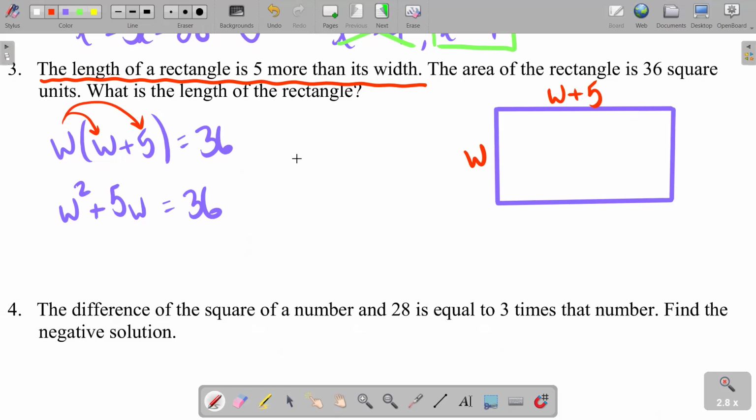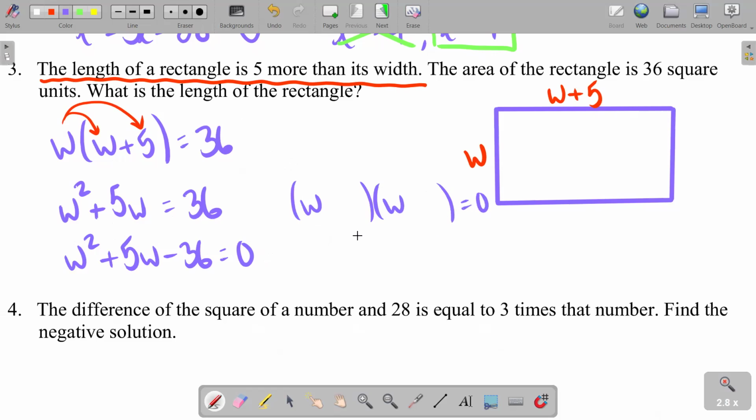And then to solve it, to get ready to solve it, what would you do? Take the 36 to the other side. So we'd have W squared still plus 5W minus 36. And now we flex on the math gods and say, I can do this. I can factor. So the factors are going to be (W )(W ). What are my signs going to be? One of each, because they multiply to make negative 36.